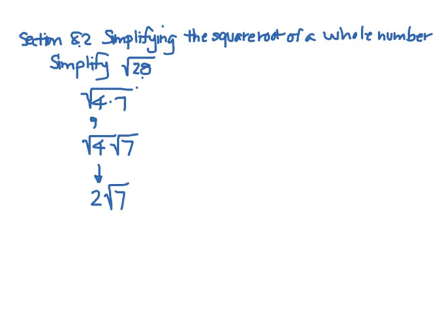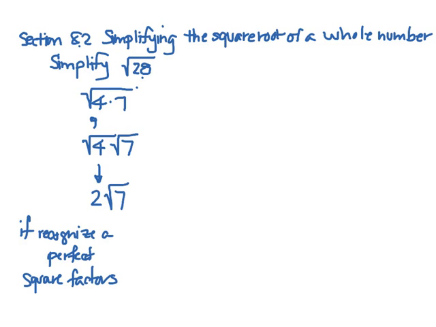Okay, so this is if we recognize a perfect square factor. And if you know your factors and you're comfortable with recognizing perfect squares, if you see that, that would be the quickest way to solve it. But let's say you didn't. Let's say you didn't recognize at first that it was 4 times 7.